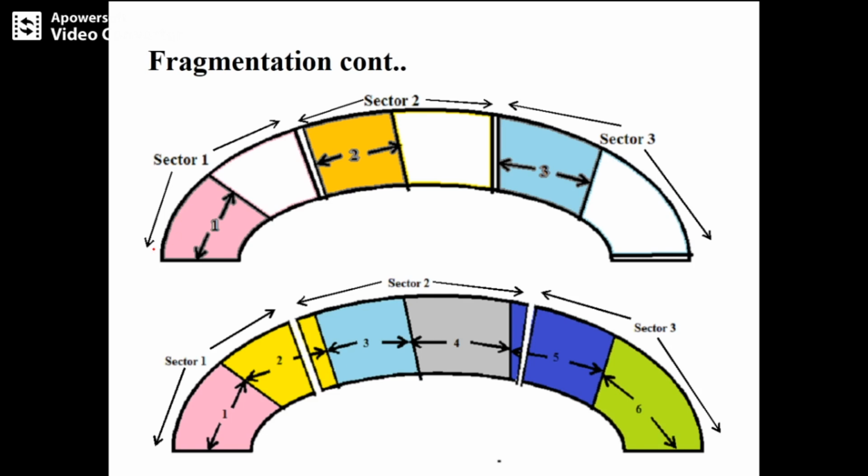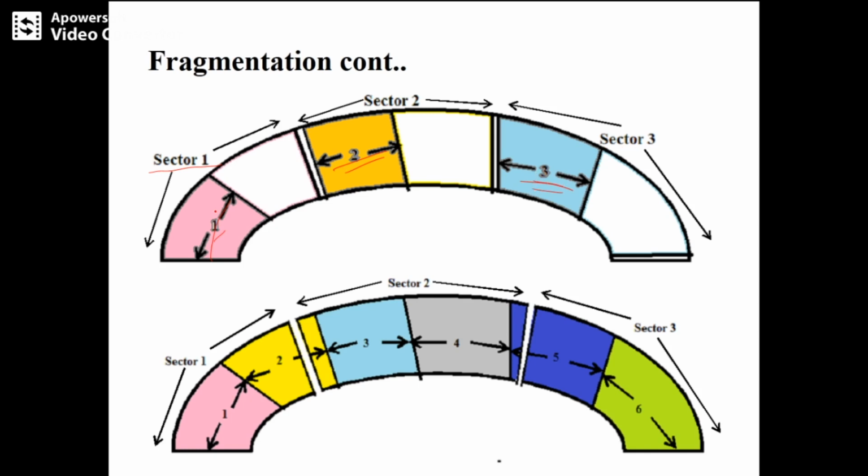If you consider this, in sector 1 you have only one record, right? This is the first type of organization. In one sector you have only one record. The next record will come in the next sector, and the next record in the next sector. So record 1 is in sector 1, record 2 in sector 2, record 3 in sector 3.